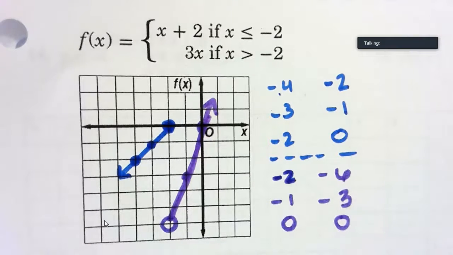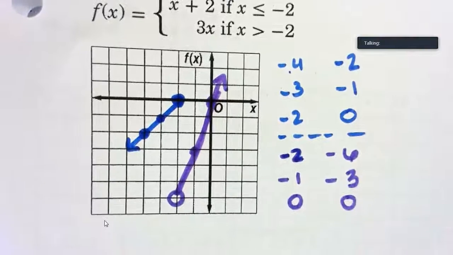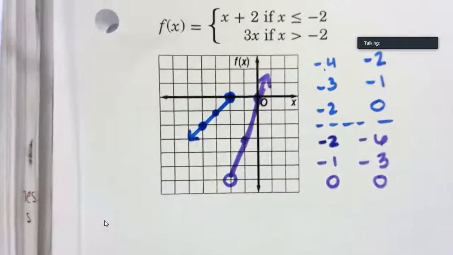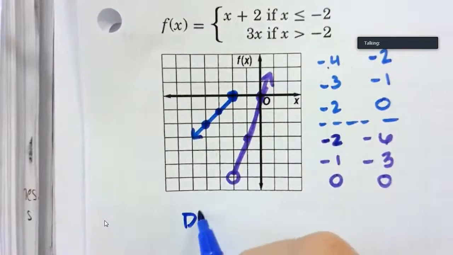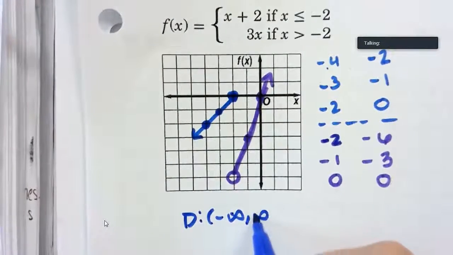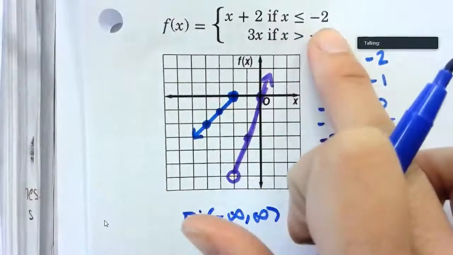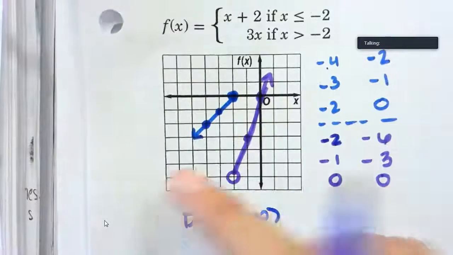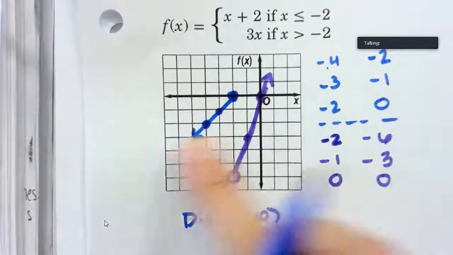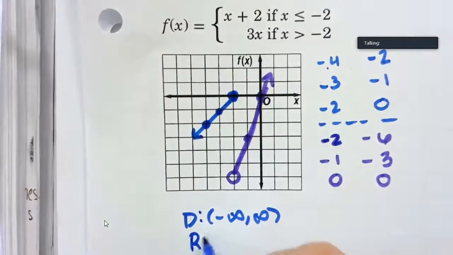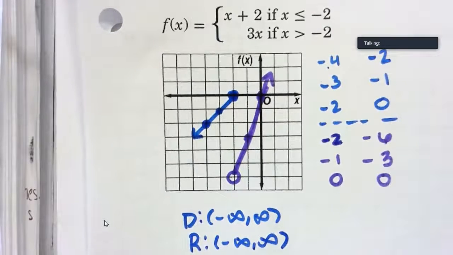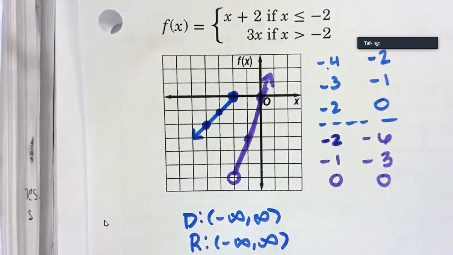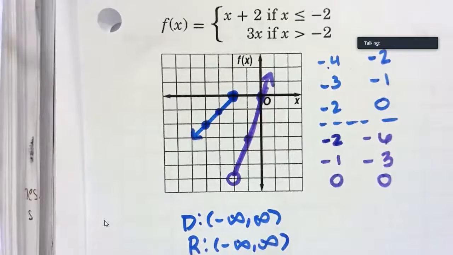Domain and range are both what? All reals, exactly. Both of them are all reals because every x is included and the blue graph goes down, purple graph goes up. So my range is also all reals. Is it starting to click? Good.